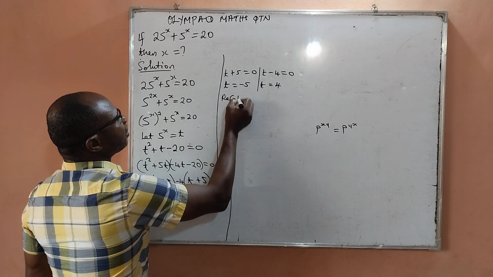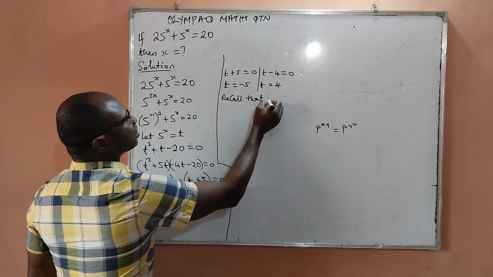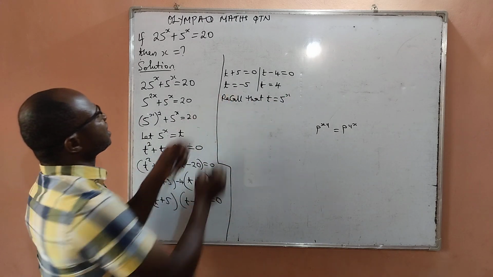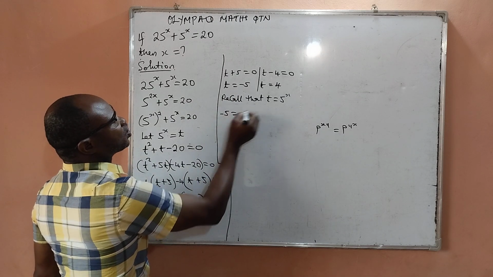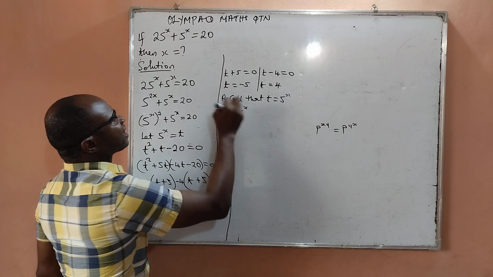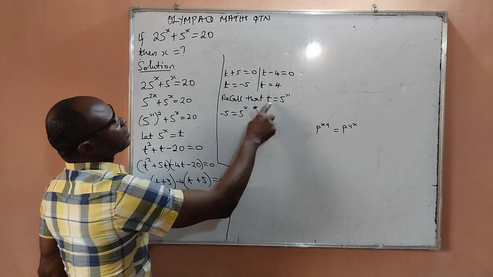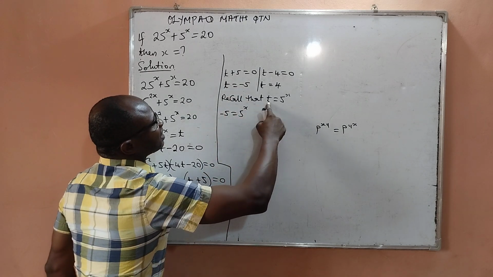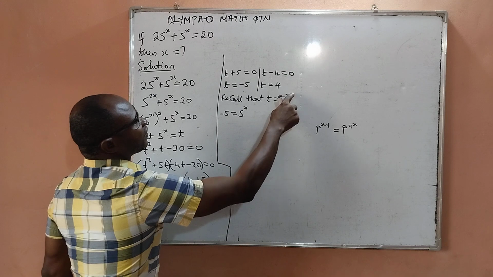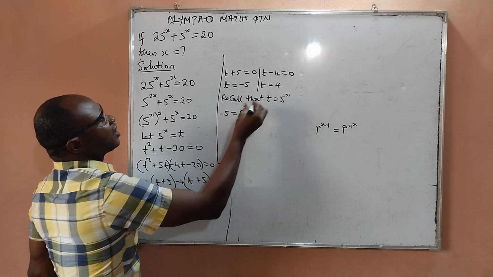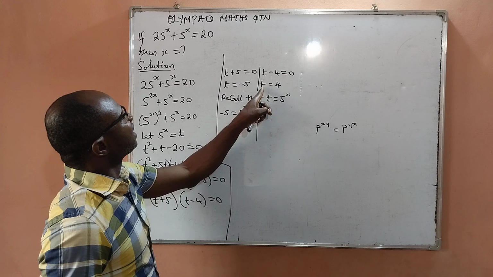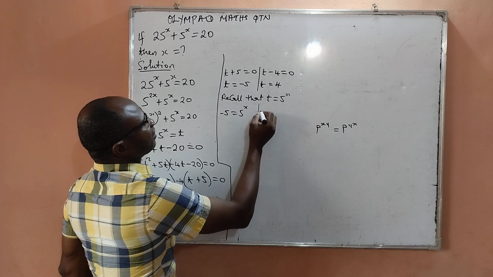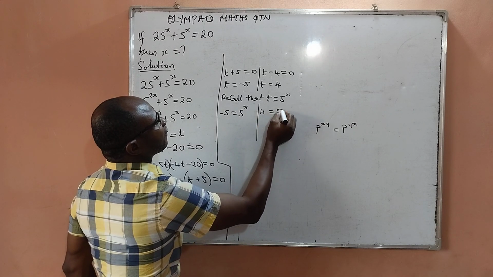Recall that t is equal to 5 raised to the power x. Meaning that here I can now have minus 5 is equal to 5 raised to the power x. That is replacing t with what I have gotten. t is now equal to negative 5. So if I replace t here now, that is this, equal to 5 to the power of x. Also, from here, t is equal to 4. Replacing this 4 as the value of t, it will now be 4 is equal to 5 raised to the power x.